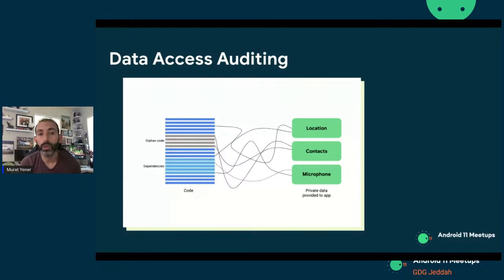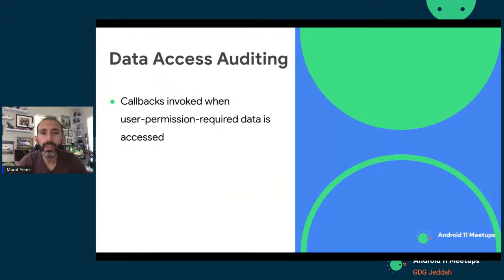And that's not all. If you're using third-party closed SDKs, they might be using the permission given to you to access some data without even your knowledge. So basically, you don't know who is asking for this, why they're asking, and when and where. So data access auditing is a new API, and basically you add a callback and get notified when some part of the app accesses some sensitive information.